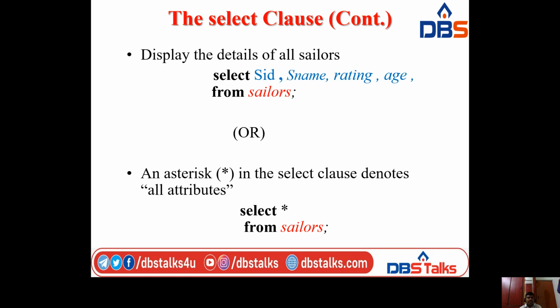Same select clause continuation. Display the details of all sailors: select SID, S name, rating and age from sailors. From sailors, we can display all the attributes which are available in the sailors table: SID, S name, rating, age. The same thing can be replaced by using the asterisk symbol. An asterisk in the select clause denotes all attributes.